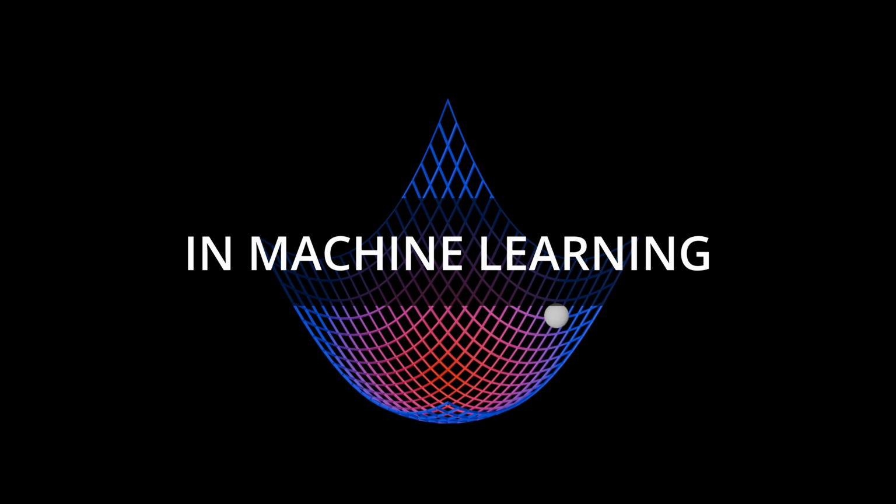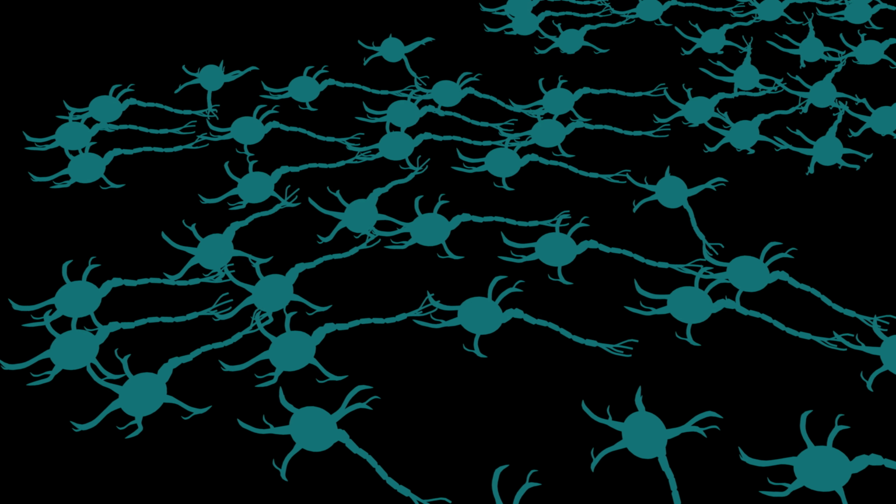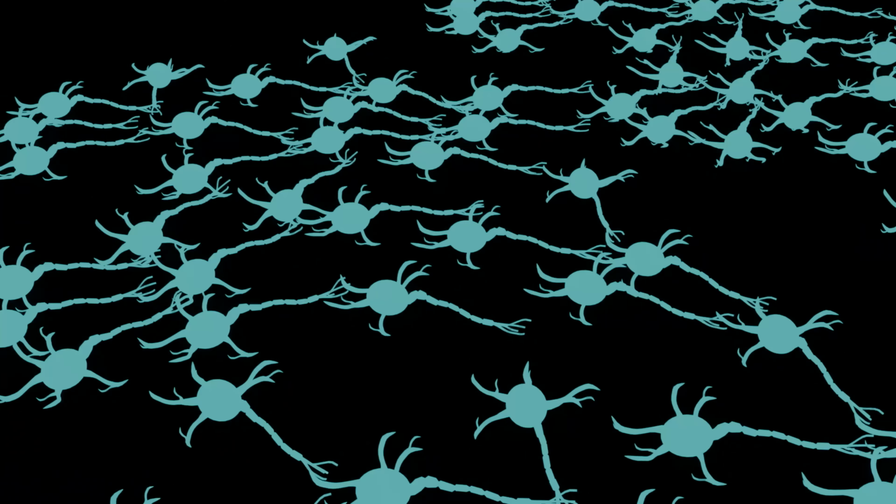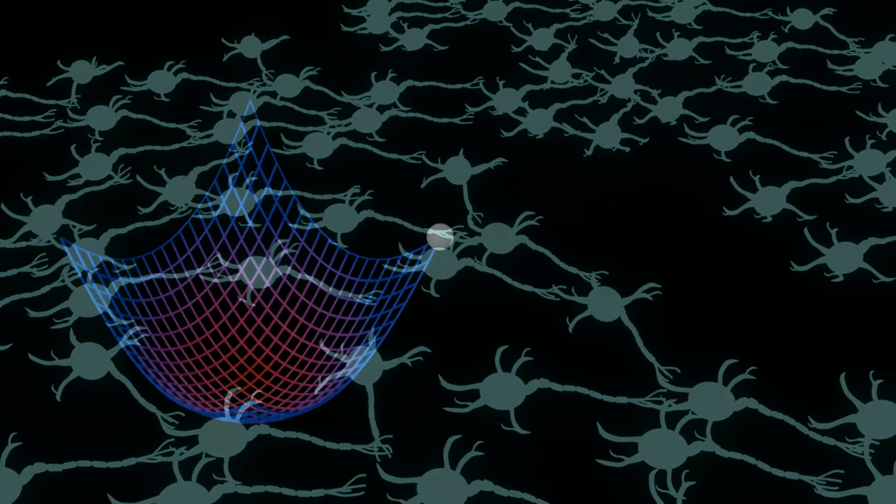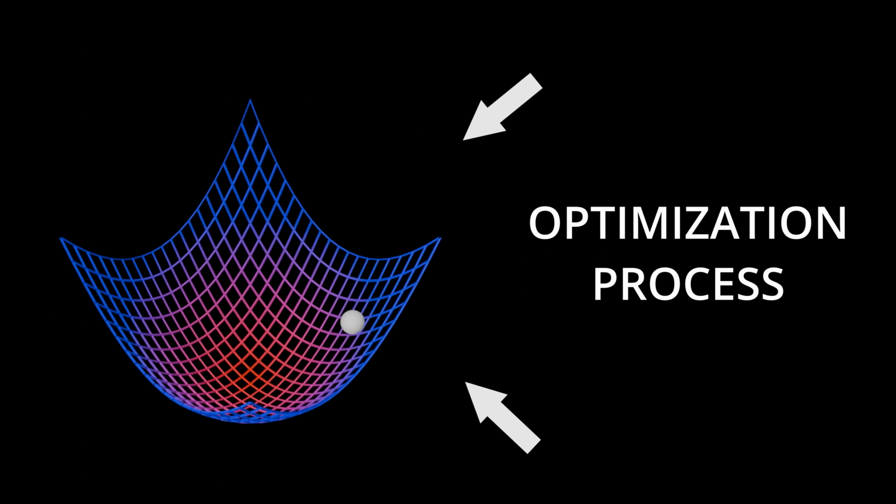Optimizers and machine learning. What are they? One of the most fascinating ideas behind neural networks is their ability to learn, and this so-called learning is done by optimizers. In this video, we are going to look at how they work.